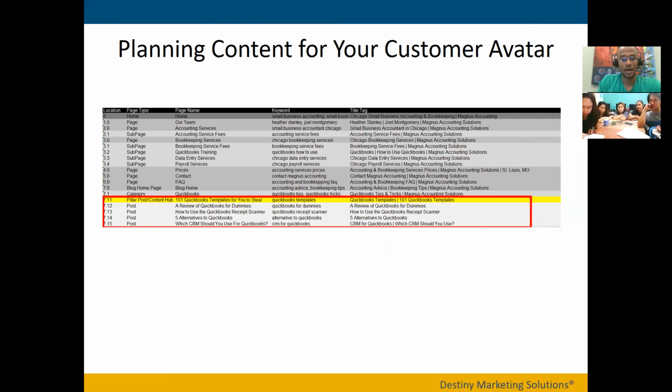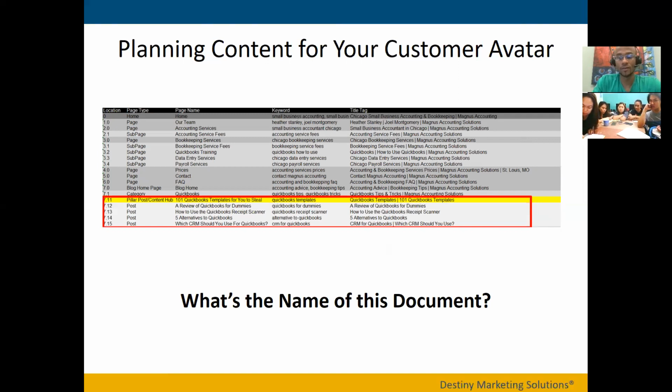So, question, does anyone remember the name of this document? We went over it last week. Dia, why don't you help us out here? You're asking for the name of the document? Yeah, so what is this called? And I'll give you a hint. The first word in the name is keyword. The keyword everywhere, right? Not quite.